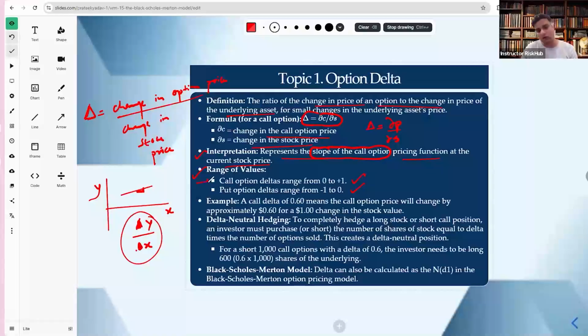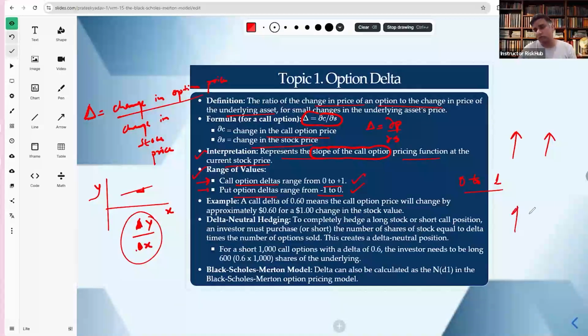Remember these values, right? Call option delta ranges from 0 to +1. Always remember call option delta is positive, 0 to 1. Put option delta is negative, -1 to 0. Again, the value is from 0 to 1 only. But why is the symbol different? Because when the stock price goes up, call option goes up. So they are similar in nature. So that's why delta is from 0 to 1.